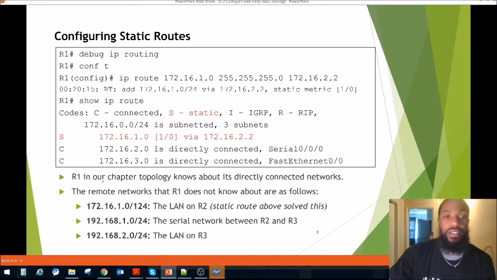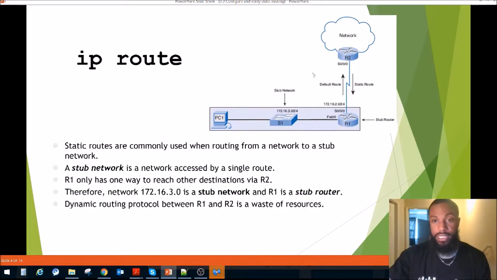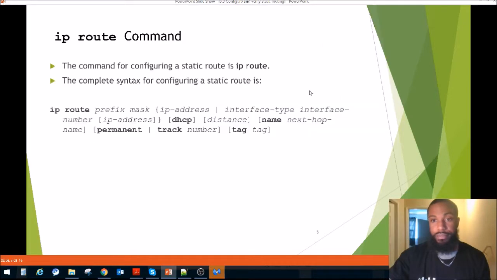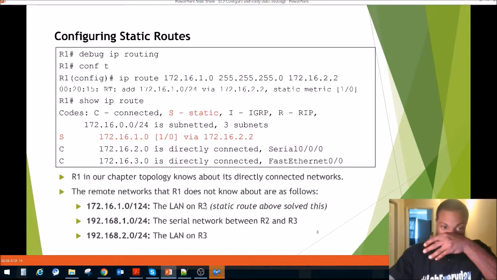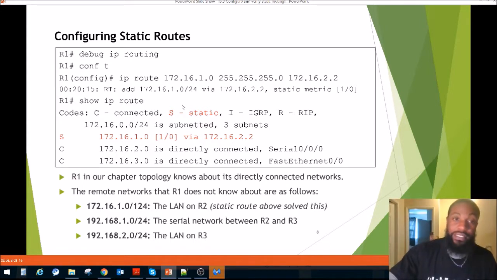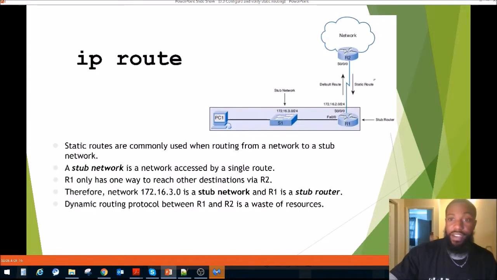I think there is, in our chapter topology. I just didn't get it. The remote networks, as you can see right here, the LAN on router 2. That's that topology. I should have put them in there together. So anyways, yeah, this is basically the routing table for this guy right here.